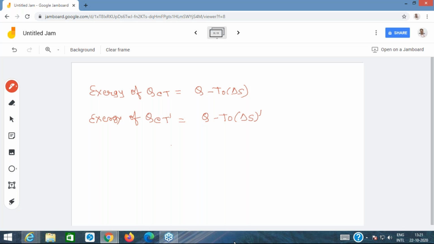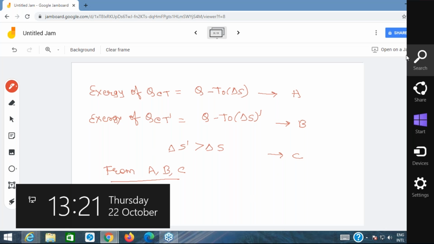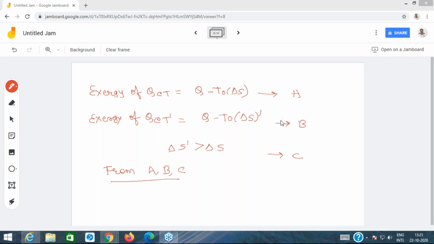And you have figured out that delta S dash is greater than delta S. So what do you conclude from equations A, B, and C? What do you conclude? Any answers? Right, Sharvari, you are right.